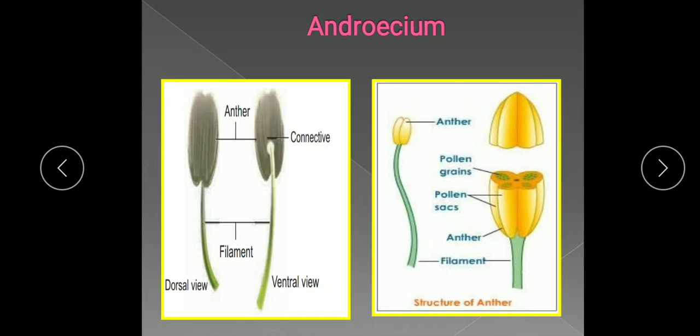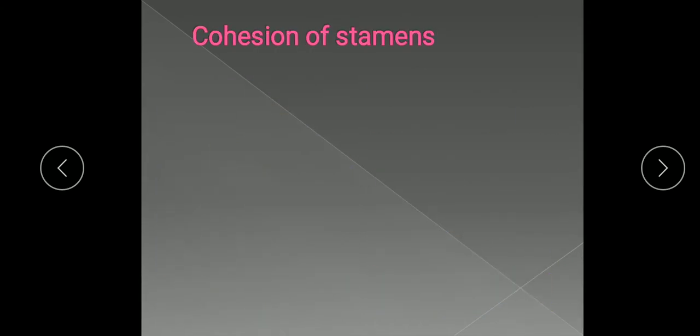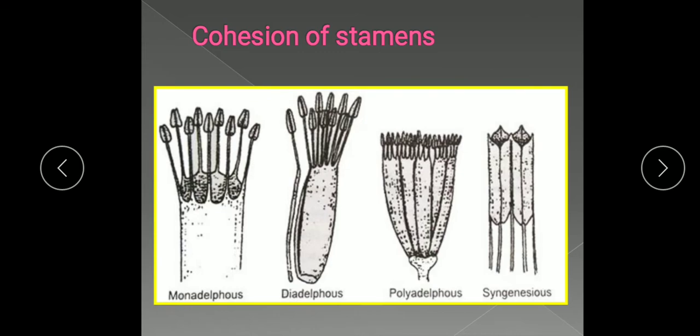So now we will see the cohesion of the stamens. In an androecium, stamens may be free from one another, or they may show different degrees of cohesion. When the stamens are free from one another, this condition is known as the polyandrous condition, meaning no cohesion is seen. Next, we will study the different degrees of cohesion.